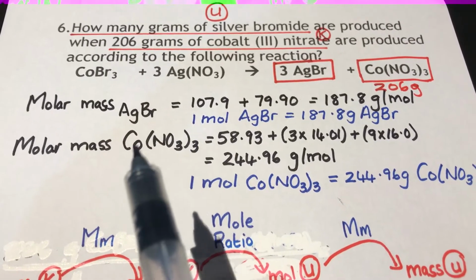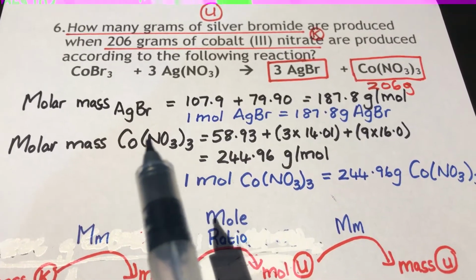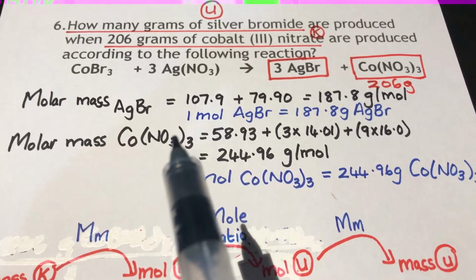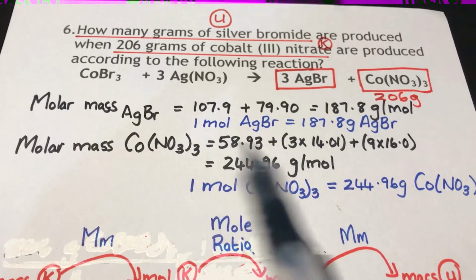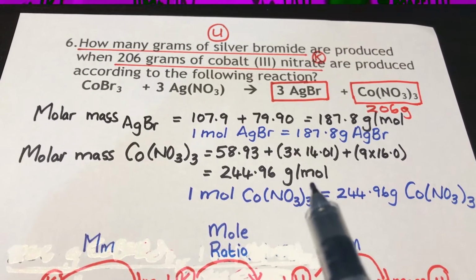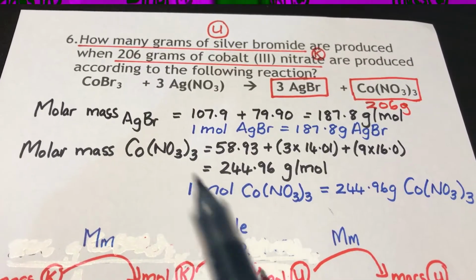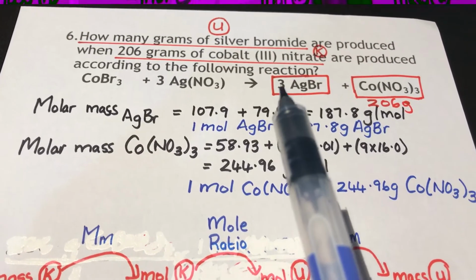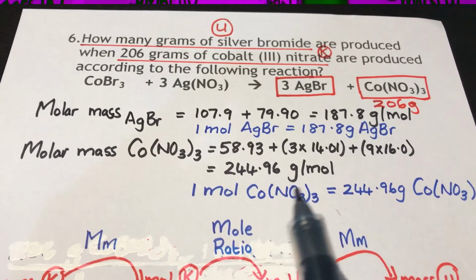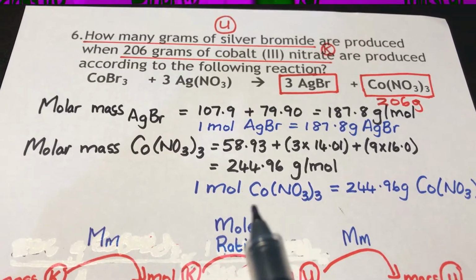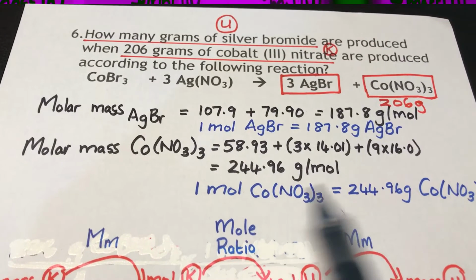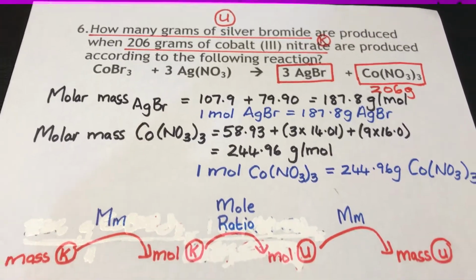Be very careful when you have something in brackets like this. This 3 outside means there's 3 nitrogens. That's why I multiply with 3 times 14.01. And 3 times 3 is 9, which means there's 9 oxygens. That's why it's 9 times 16. Again, I get my molar mass, 244.96 grams per mole, because this represents 1 mole. Remember, I ignore the coefficients in front. So I calculate the molar mass for 1 mole. So 1 mole of cobalt nitrate equals 244.96 grams of that. I will use this for my conversion factor.